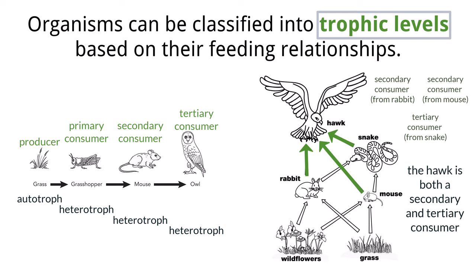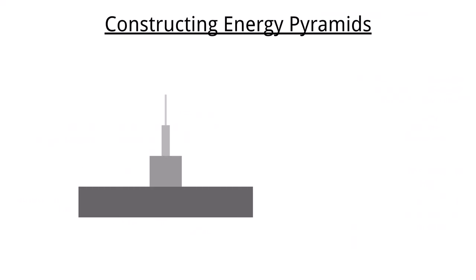When feeding relationships get complicated, as seen within food webs like this, organisms can occupy more than one trophic level because many organisms often have more than one food source. All of the energy moving within a food web can be complicated to keep track of.